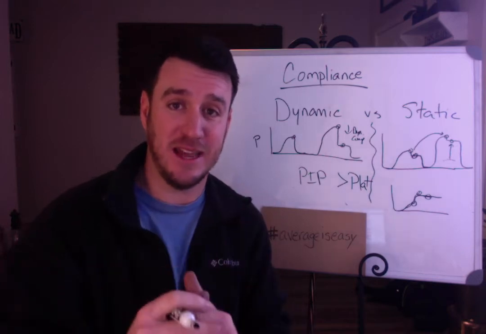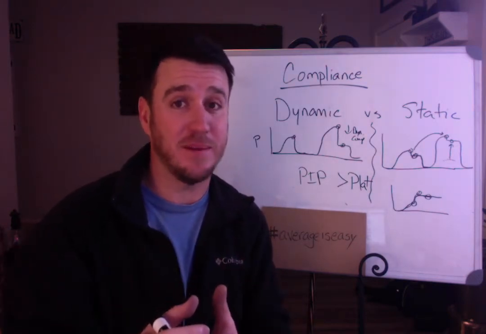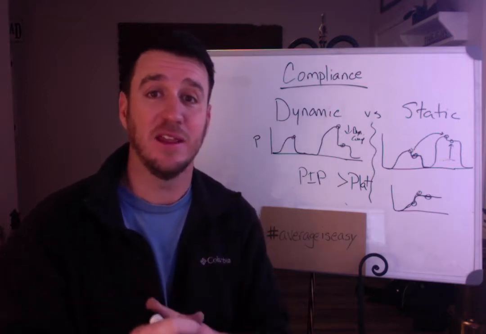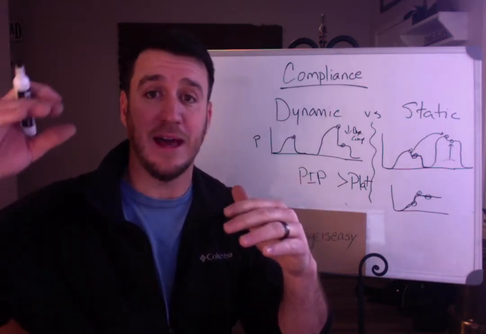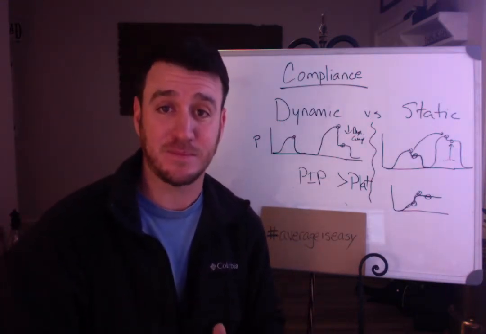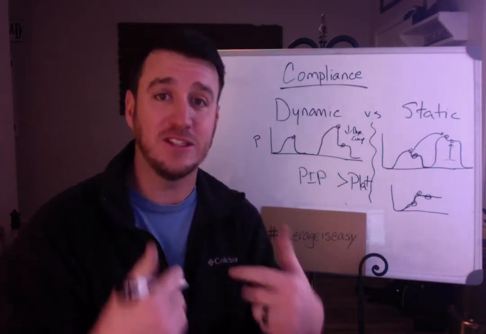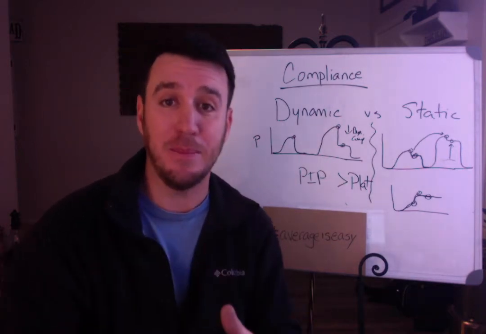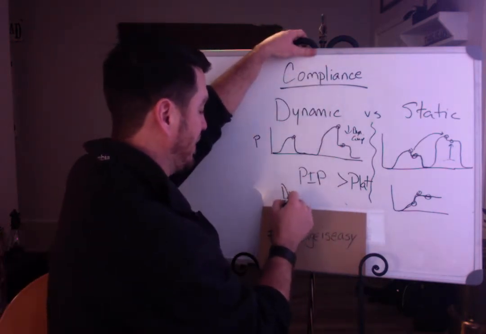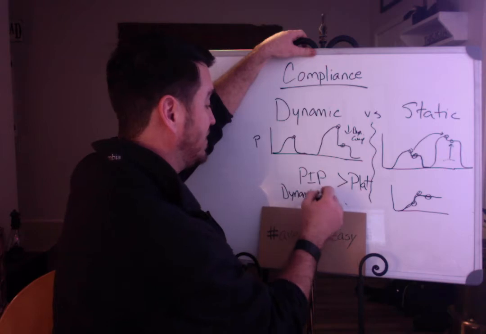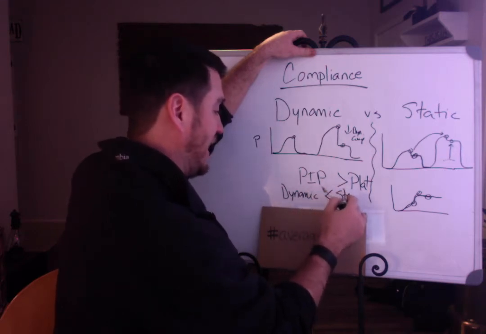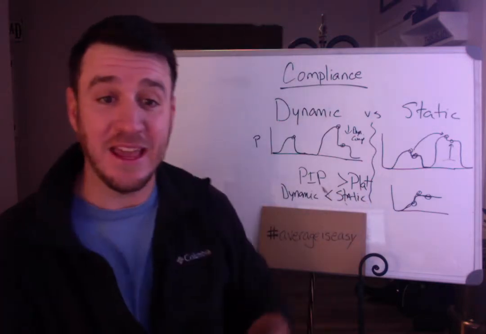This is a common mistake that I see students make, actually quite commonly, like a lot of times. They'll tell me that their PIP was 20, but their plat was 24. That's impossible. It cannot happen like that. Your PIP is always greater than your plat. And if your PIP is always greater than your plat, then your dynamic is always less than your static. Okay?